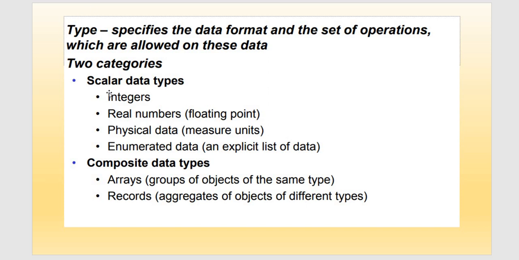There are two categories: scalar data types and composite data types. As far as scalar data types are considered, there are different data types like integer, real numbers or floating numbers, physical data, that is something measurable with measure units, and enumerated data as an explicit list of data which we can provide. And under composite type, there are arrays, groups of objects of the same type, and records as aggregates of objects of different types. So these are the possibilities.